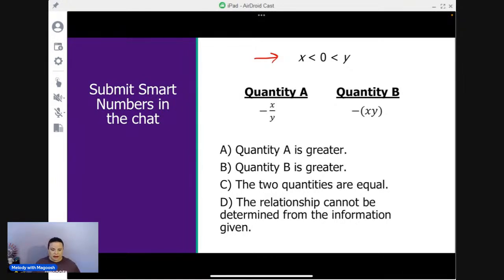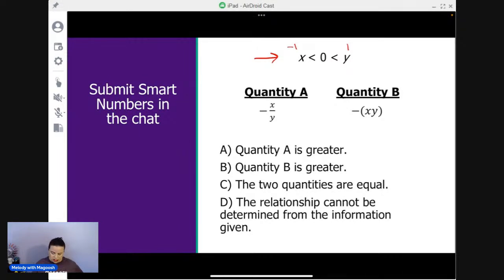So what did you pick for X and Y? Well, X has to be negative. Y has to be positive. We want them to be easy to work with. So our instinct might be X is -1 and Y is +1.